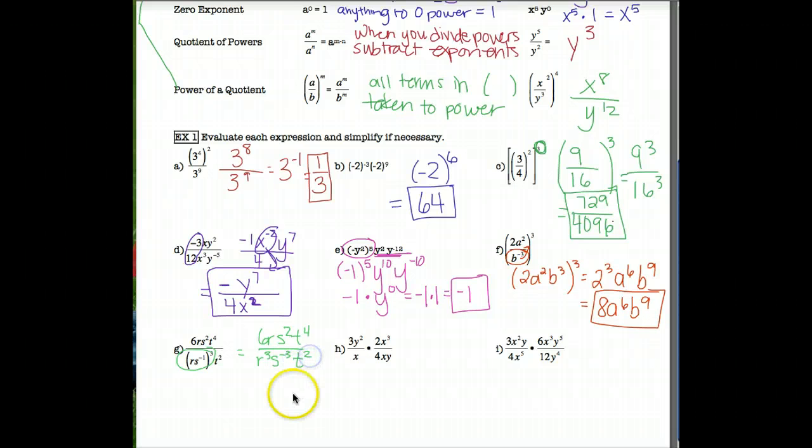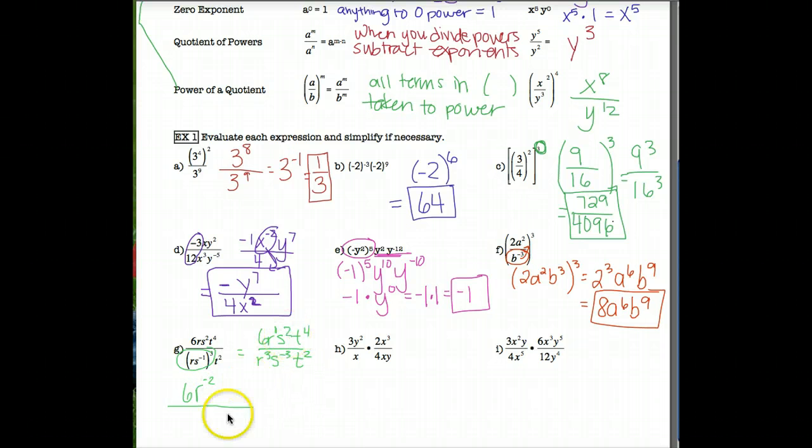So now you can either get rid of the negative exponent first, or I just kind of prefer to do the whole thing separated out. So I'm going to do the 6 divided by 1, which is just 6. Then I'm going to look at my r's. This is really r to the first. If nothing's written, it's an understood 1. So when I'm dividing, I subtract the exponents. 1 minus 3 is -2. So r to the -2.